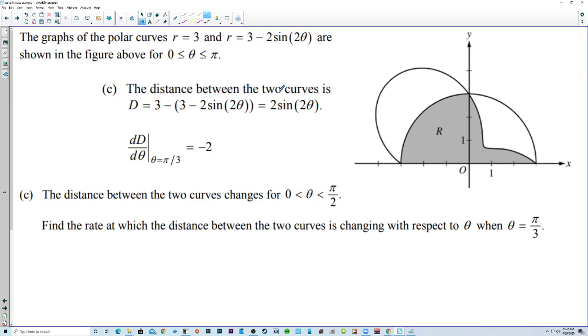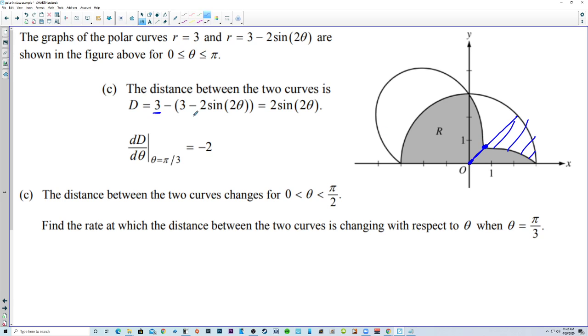Letter C, the distance between the two curves. Oh, no, that's the answer. The distance between the two curves changes for 0 to pi over 2. So the distance between them is changing. Find the rate at which the distance between the two curves is changing with respect to theta when theta equals pi over 3. So the distance is all the way from 3 minus this curve right here.